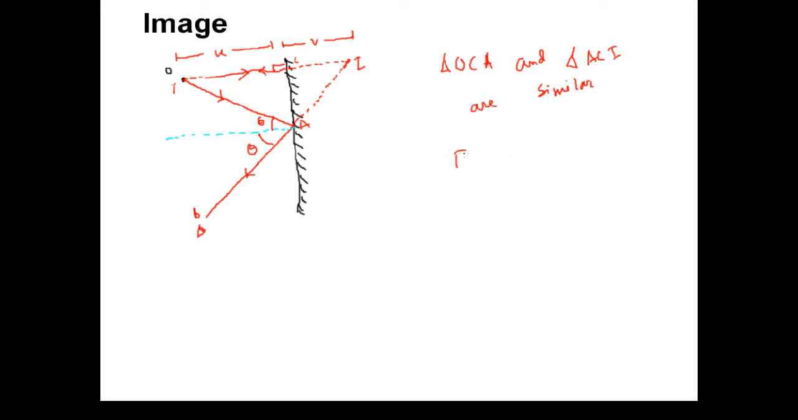For a plane mirror, mod U equals mod V. Mod means the magnitude, or U equals minus V. If this side is plus, that side is negative, and vice versa. So this is the concept of image. This image is a virtual image.